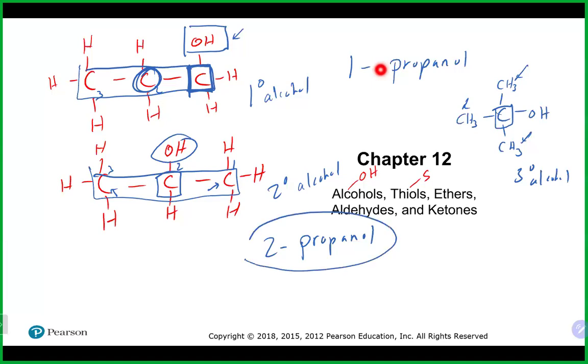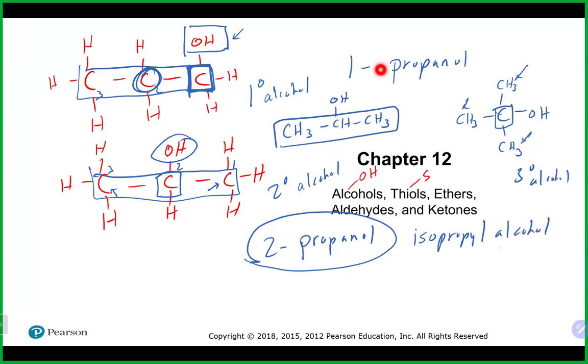Speaking of common names, that is 2-propanol, which is technically the IUPAC name. If we condense down this formula, we have something like this. Perhaps you might recognize this group, CH3CH3. That is the isopropyl group. And that's why this is also sometimes referred to as isopropyl alcohol, also known as rubbing alcohol. All three are the same thing. Isopropyl alcohol is more of a common name, and an even more common name is rubbing alcohol. So all three of those things are this guy right here.